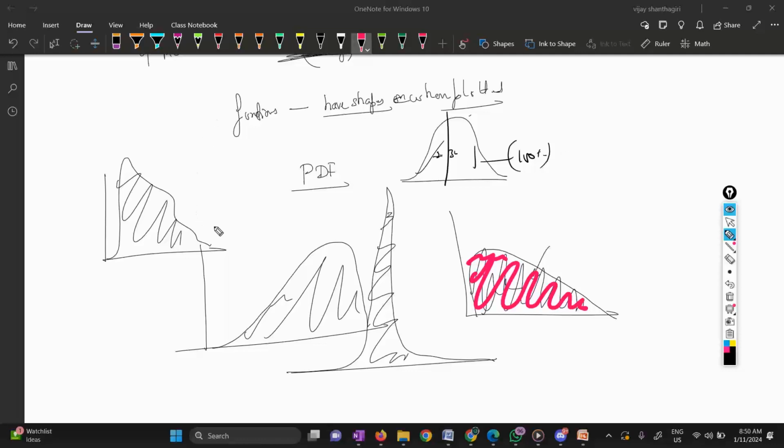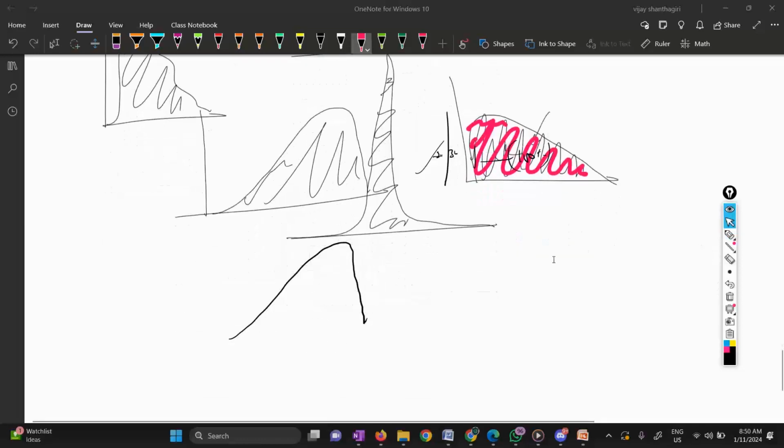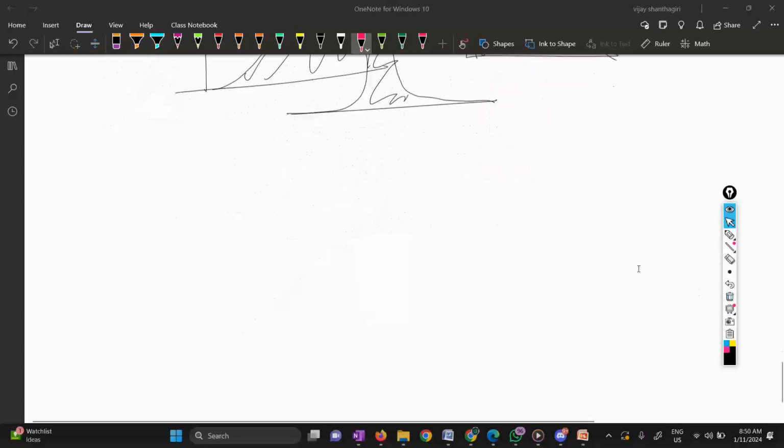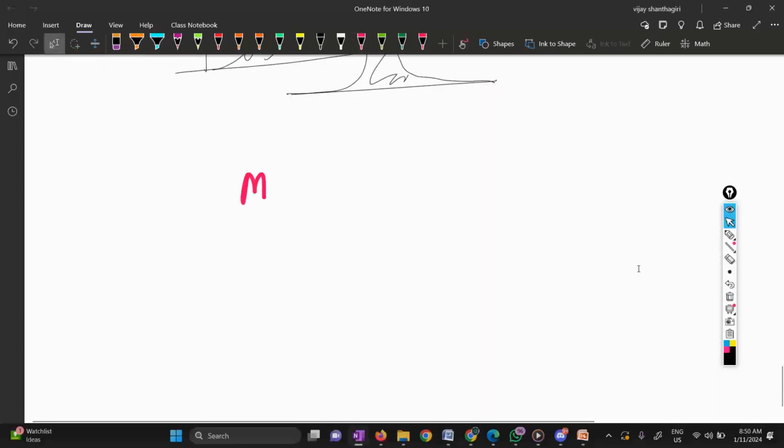Now if you want to check the shape of that, there are some more opportunities for us to explore by measuring. That's it.